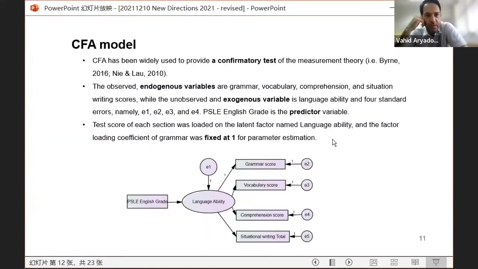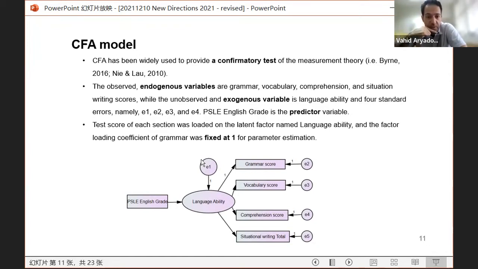If I may just add something here, Shirley, about this model. You have this confirmatory factor analysis model on the right-hand side, and it consists of, as you said, the language ability and those 4 indicators: grammar, vocabulary, comprehension score, and situational writing scores. And they're basically composite scores. They have been validated using Rasch measurement, etc. And now, as you see, there is a little circle, which is called a disturbance, indicated as E1.